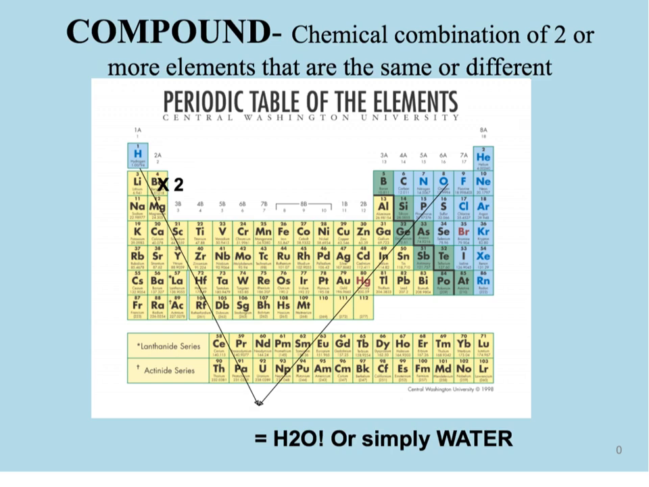So far in this video, we've been focusing on simple elements. A compound is a chemical combination of 2 or more elements that are the same or different. So water, H2O, that is a compound. The air that we breathe, which is O2, is a compound. Still the same element, but there are 2 of them combined together.